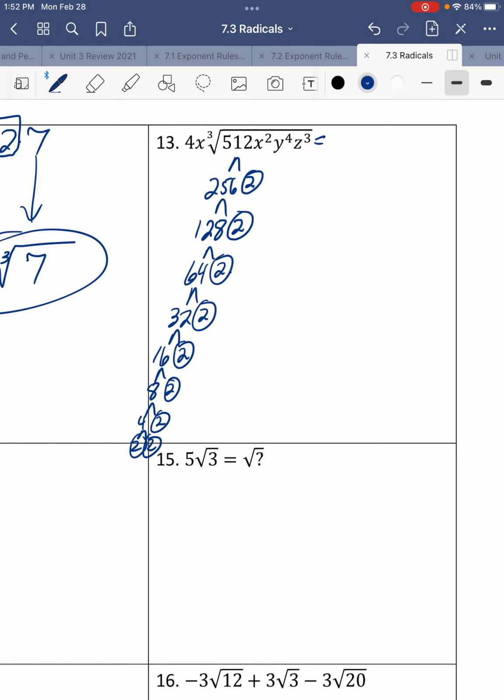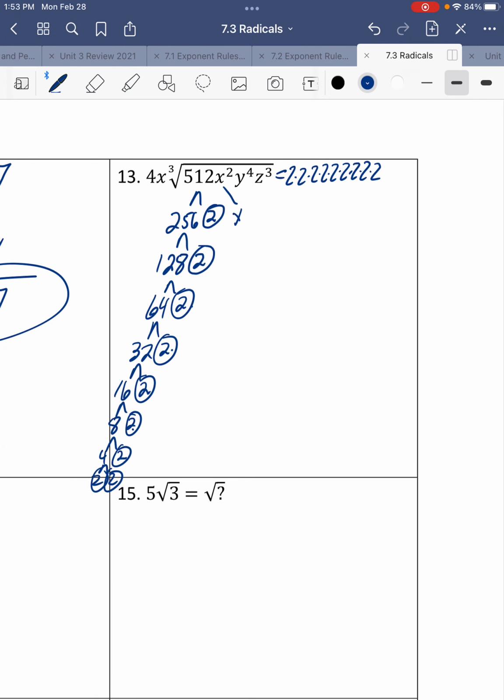How many 2's is that? 1, 2, 3, 4, 5, 6, 7, 8, 9. All right. X squared means x times x. There's your prime numbers, so x times x. Y to the 4th means y 4 times, so they're your prime variables. And then we have z to the 3rd.